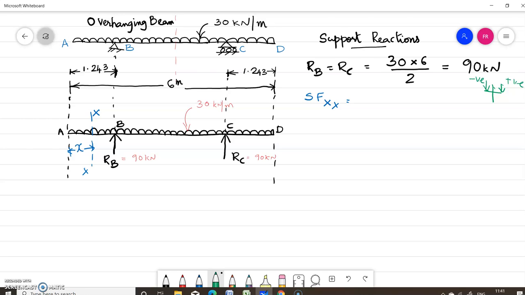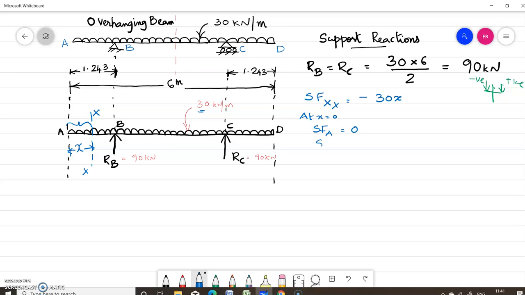So here the unbalanced force is the load for this length x. So this is acting downwards, so we can write here minus. This load is 30 kilonewton per meter. So for x distance it is minus 30 into x. Now we can find out what is the shear force at x equal to 0. That is, shear force at A is equal to 0.